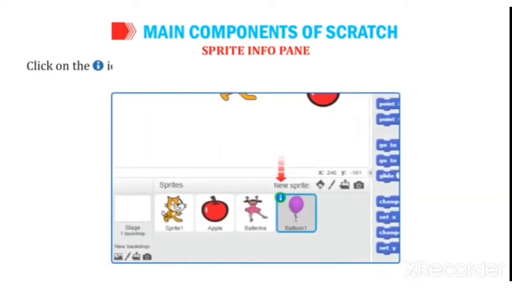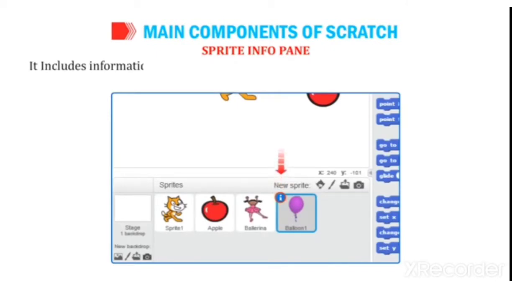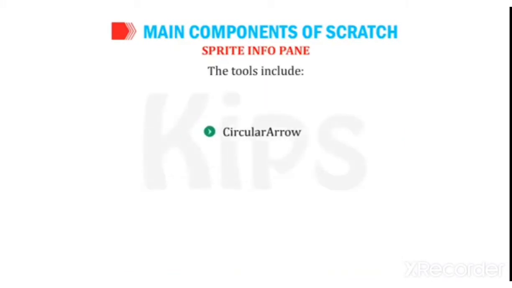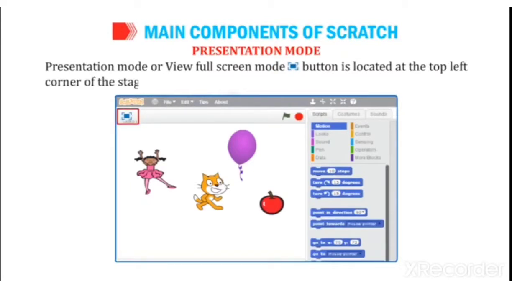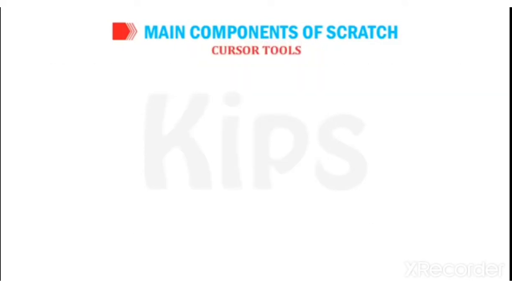Sprite info pane. Click on the icon present on the top left corner of sprite thumbnail to display the sprite info pane. It includes information about the selected sprite as well as a few tools manipulating the sprite. The tools include circular arrow, linear arrow, disable rotation. Presentation mode. Presentation mode or view full screen mode button is located at the top left corner of the stage. Click on the button to view the presentation of your project in full screen mode.